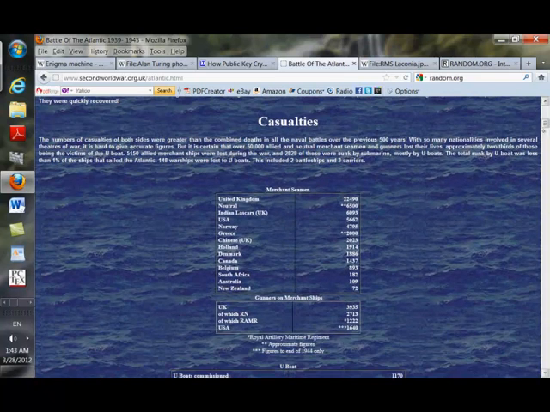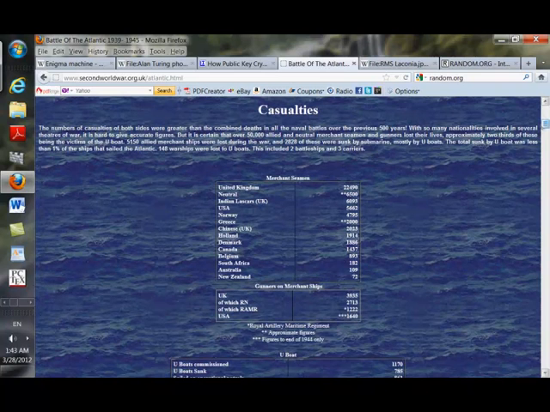The casualties were many, and this is something we don't often talk about when we talk about the Battle of the Atlantic, but there were many merchant seamen who were lost because of the attacks of submarines.